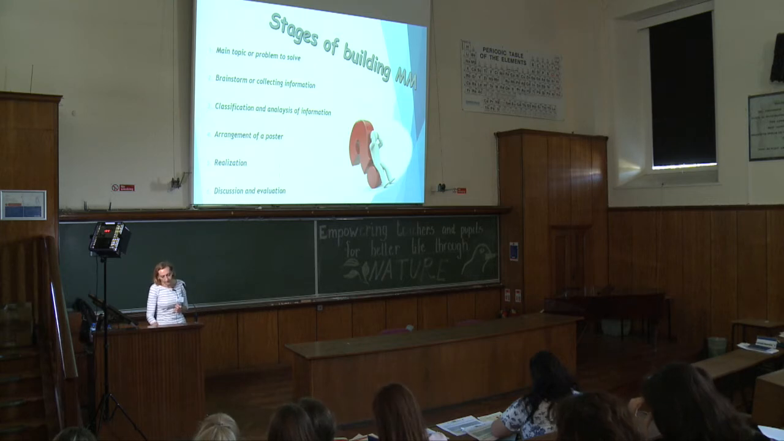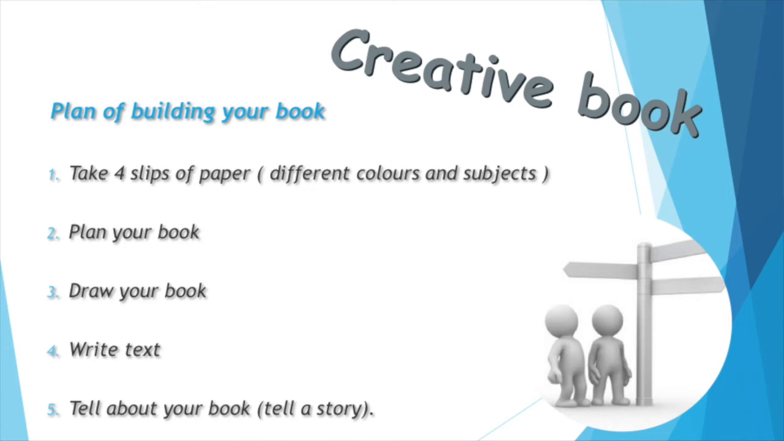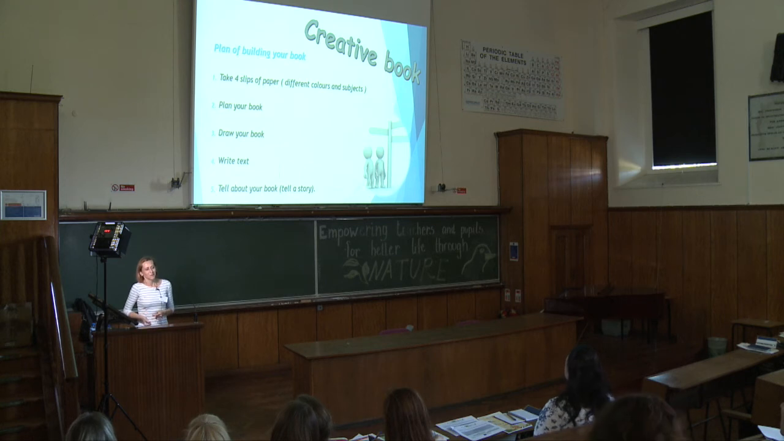And at the end, I would like to present something very interesting for children, when they can write their own book. This kind of method is called a creative book, and together with children we can plan the building of the book. It's really easy but very funny and interesting for children. You need only four slips of paper, for example with different colors. Then you can plan your book: what it is about, for example, what birds, what issue.